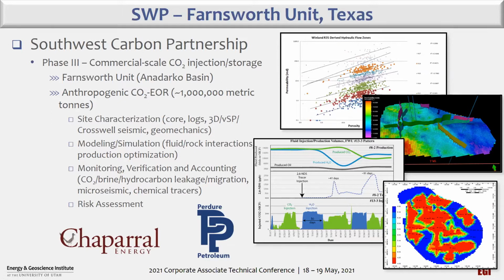The characterization data was used to develop a 3D reservoir model to evaluate CO2 storage capacity. Here we're seeing a permeability map of the Morrow, or sorry, the Farnsworth unit. Used to evaluate CO2 storage capacity, storage mechanisms, and enhanced oil recovery optimization strategies. Here we're seeing some of the tracer work that was conducted as part of the monitoring program.